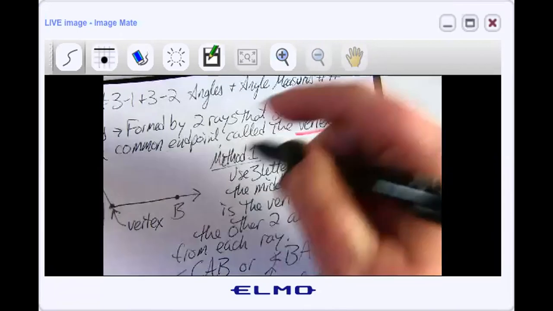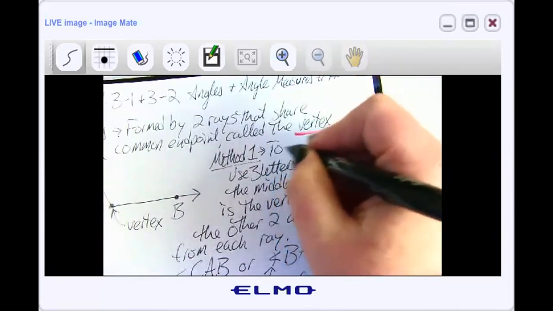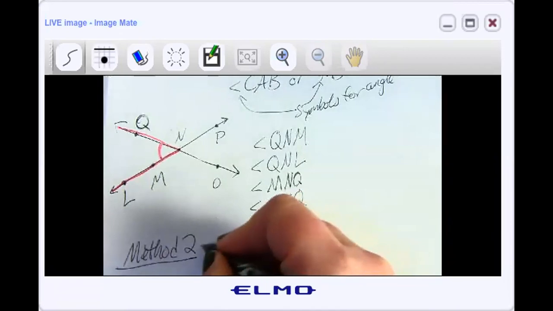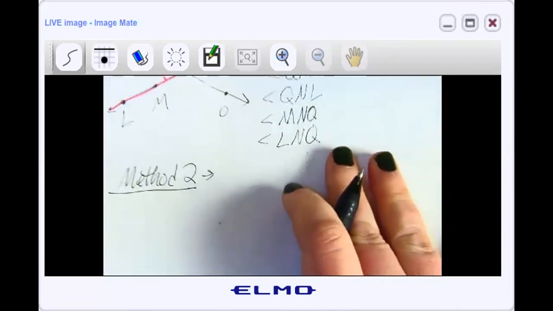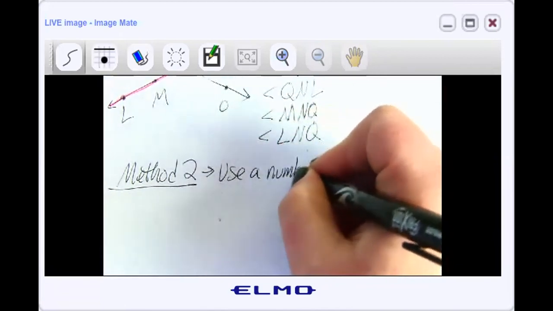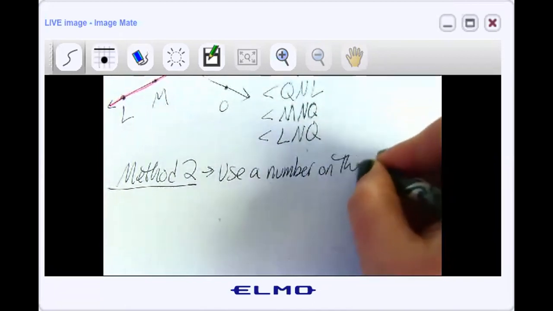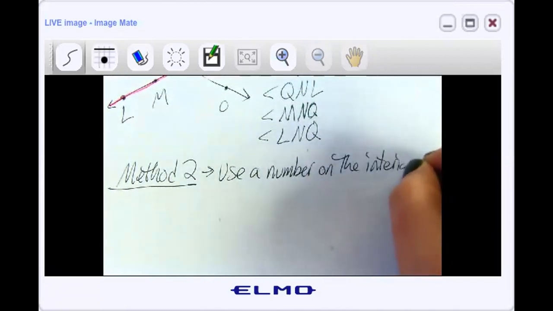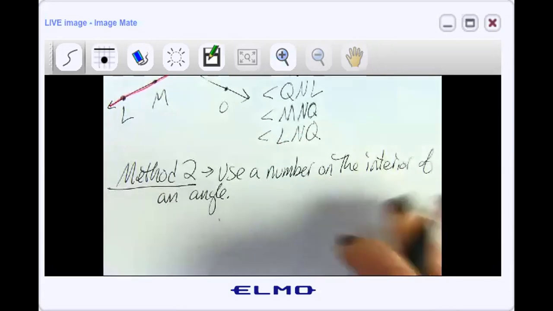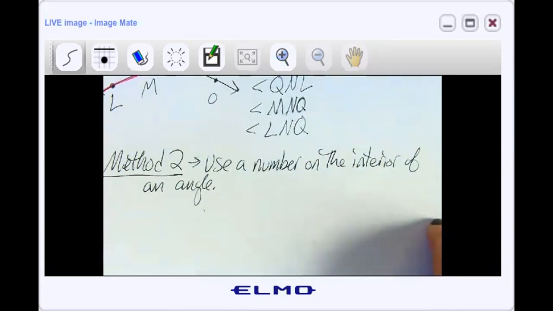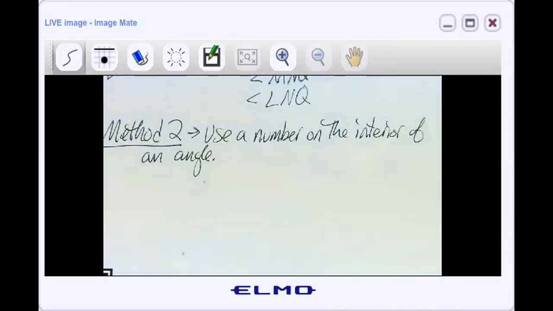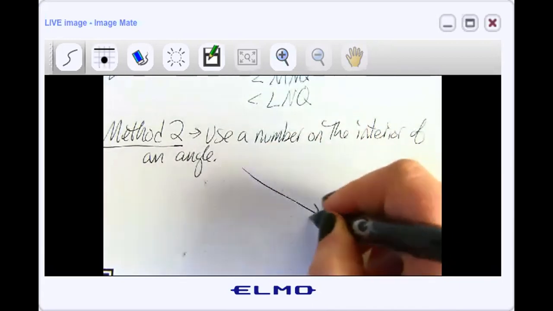Oh, I never added method 1 of what to name. So method 2 to name, here we go. Method 2, you are simply going to use a number on the interior of an angle. Let me show you what this looks like. I love that this is super convenient when you have a lot of angles in one diagram. Okay, we love using numbers.